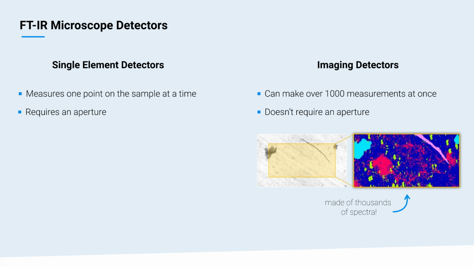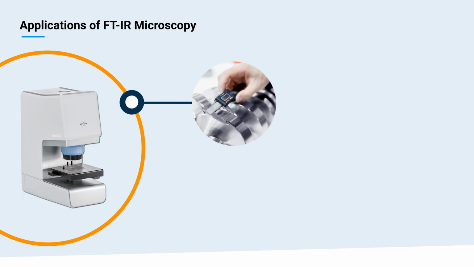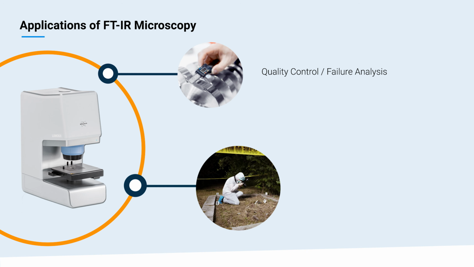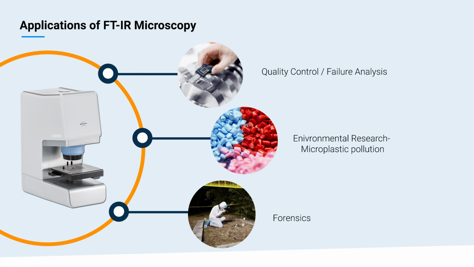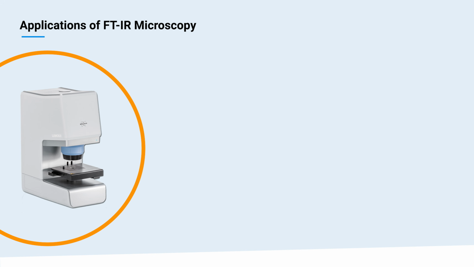Now we know how an FTIR microscope works, so let's quickly touch on a few applications. FTIR microscopy is useful when we want to analyze small structures or samples, or specific areas on a sample. That makes it convenient for failure analysis and quality control to quickly identify contaminants or defects in products. In forensics, it can analyze paint layers or small fibers that may be evidence. And in environmental research, it can analyze soil or small microplastic particles. An FTIR microscope can analyze lots of different materials, so there's many more applications of this technique.